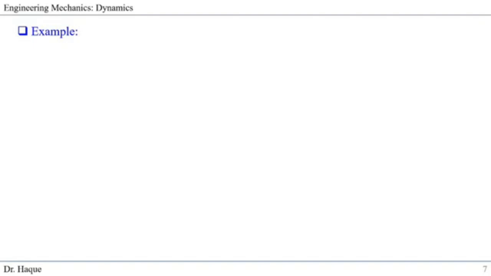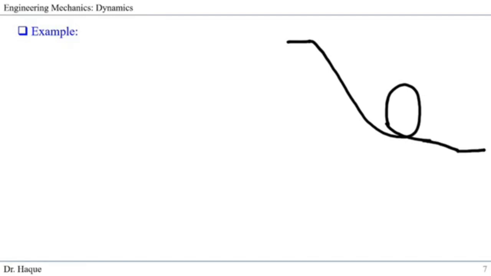The problem says there is a box that follows a roller coaster path. It goes down and then becomes flat. The box is traveling this path, and we have named points. This is point A, this is point B, and at the junction of the curve and the flat line is point C.